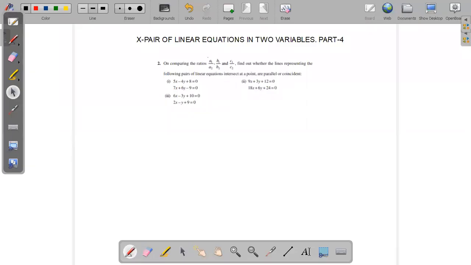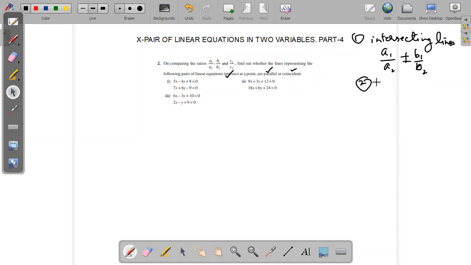Three conditions. Number one, for intersecting lines, we have to check whether it is an intersecting line, parallel line, or coincident line. So for intersecting lines, the condition is A1 upon A2 is not equal to B1 upon B2. No need to check C1 upon C2.